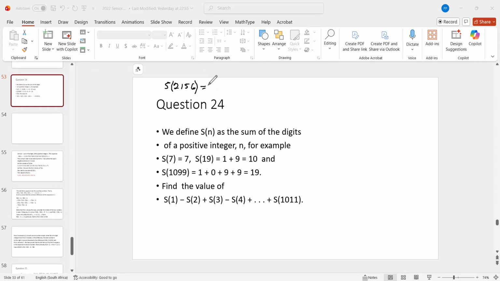So if you add these four numbers, you get 14. So S of 2,156 is 14. Okay. So the question that is asked is to find the sum of all the S of n, but these, if you'll notice, the signs change, minus, plus, and so on. And that is the question.